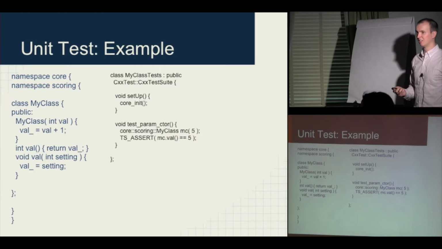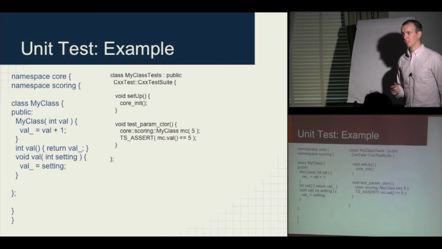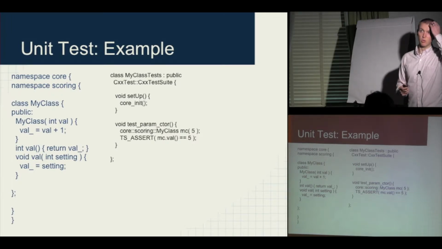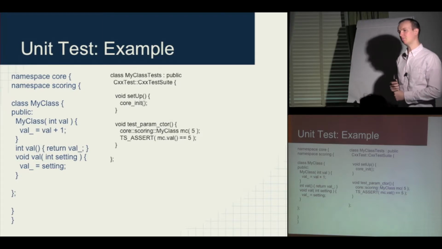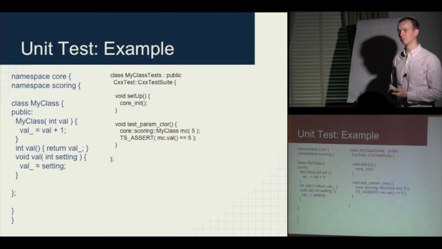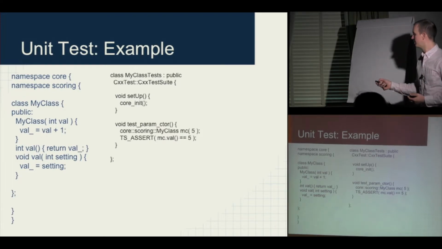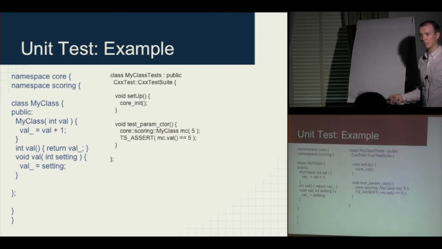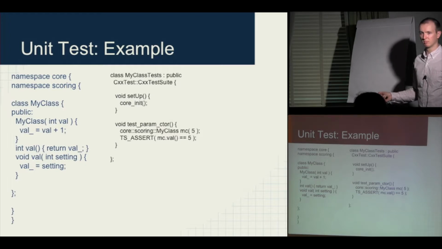Not 5. Fail, right? So what do you mean if it's not 5? You're passing 5, right? You're instantiating your object with value 5. And you're adding 1. What? Adding 1. Oh. So this is going to fail.